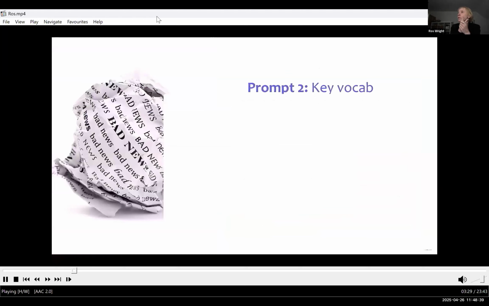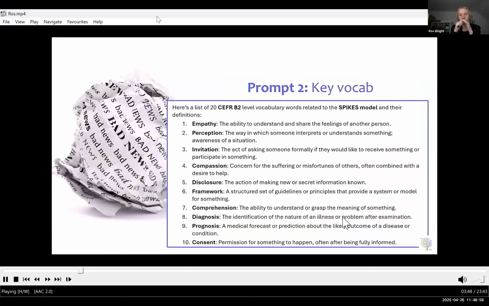Armed with the knowledge of what the SPIKES model consisted of, when it's used, and by whom, I was ready to start designing my course content. Following Rob Howard's format, I began by asking ChatGPT for 20 keywords related to the SPIKES model and their definitions. And here are the first 10 of those words. ChatGPT reassured me that these were the words relevant to the communication skills and emotional intelligence required when applying the SPIKES model in a healthcare setting.